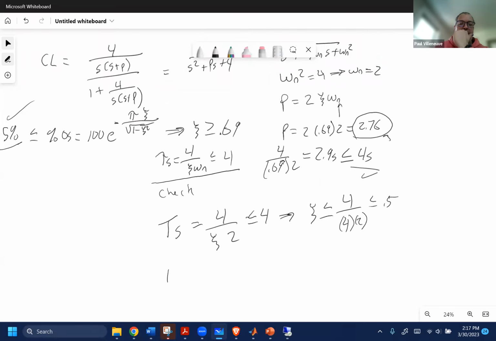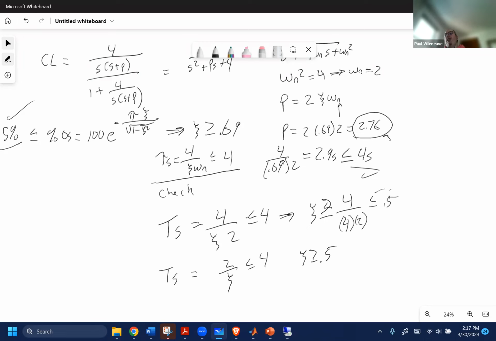What's wrong with my math? Let me just do this again. So my settling time is equal to 2 over zeta with those values. And that has to be less than or equal to 4. Oh, sorry, I did this backward. Yeah, so zeta has to be greater than or equal to 0.5. So I did it correctly. I didn't switch it around. This has to be greater than or equal to.